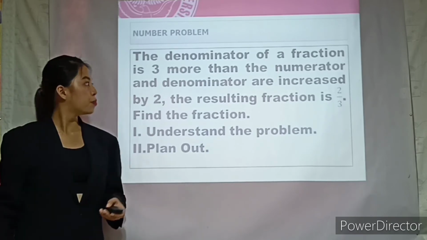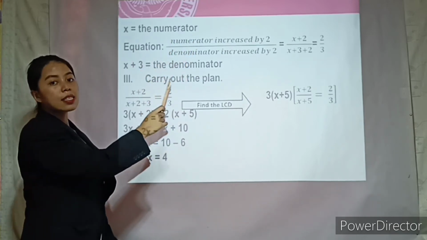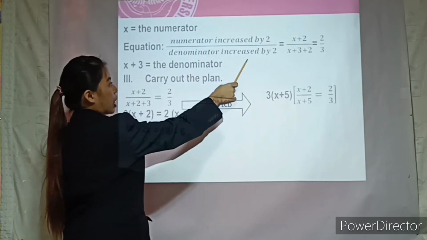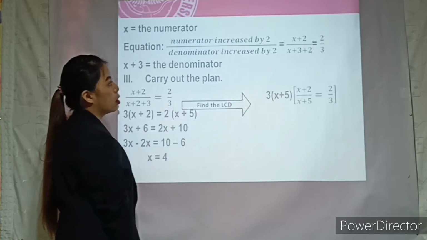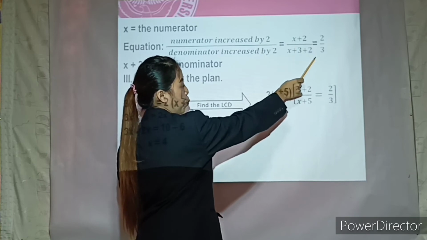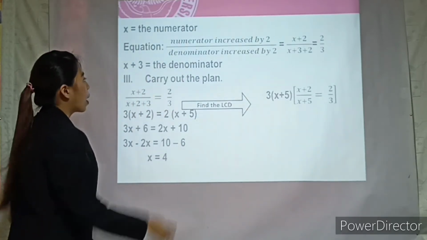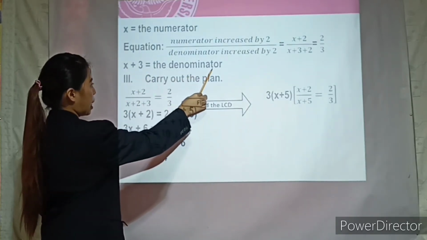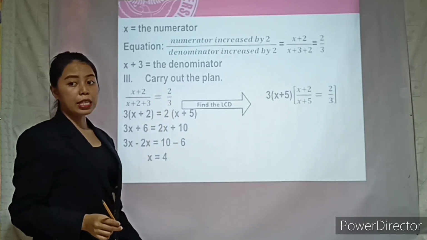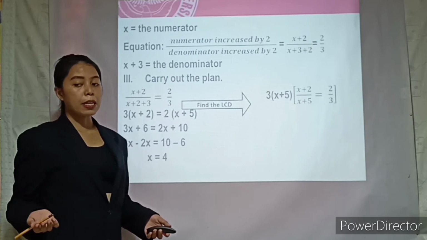Let's plan out. We let x be our numerator. The numerator is increased by 2. Then the denominator is increased by 2. Then we have x plus 2 over x plus 3 plus 2 equals 2 over 3. So x plus 3 is our denominator. So let us find the least common denominator. The LCD in our equation is 3 times x plus 5.